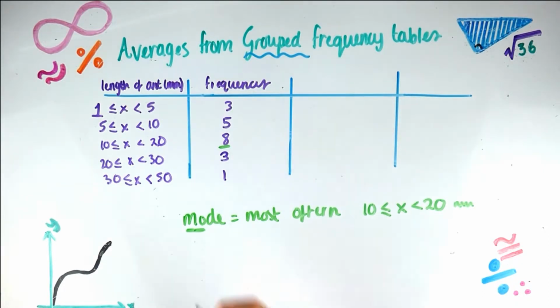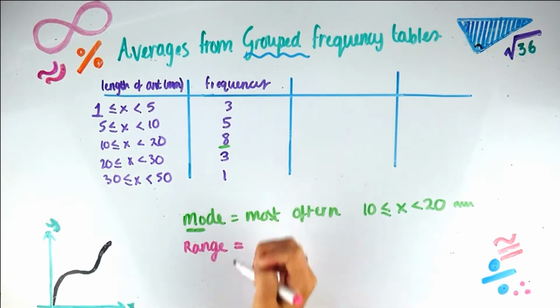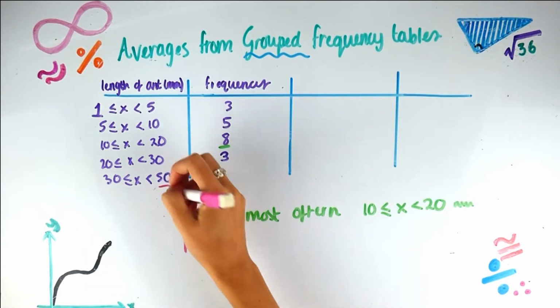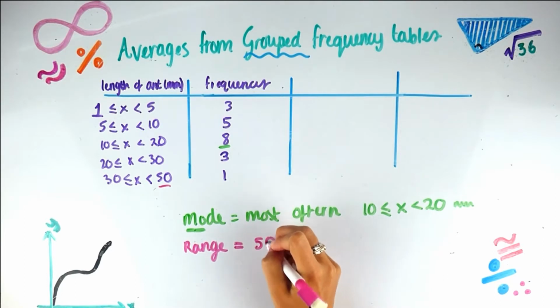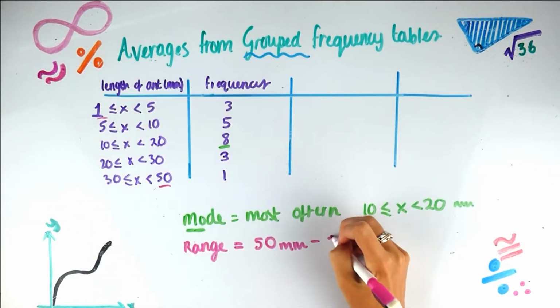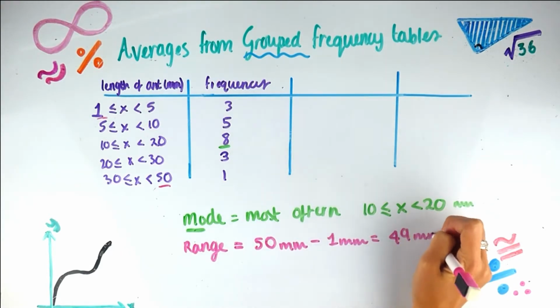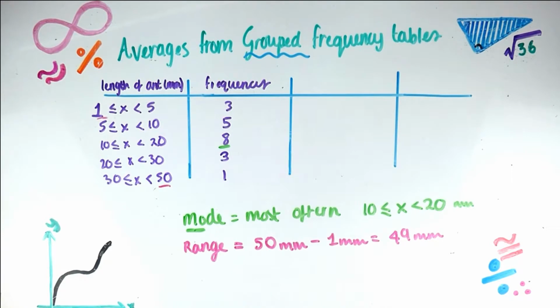Now let's work out the range. So the range is always the biggest value it could take minus the smallest. Now we don't know the exact values that these ants have taken, like we don't know the exact length of the ants, but we know the biggest it could be is 50 millimeters, and then the smallest it could be is this one here, which is 1 millimeter. So the range is going to be 49 millimeters.